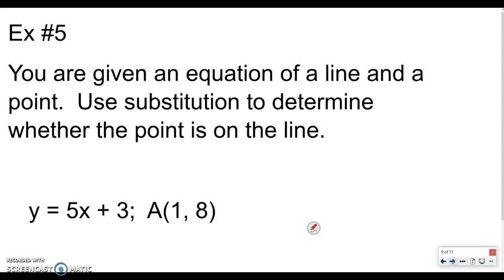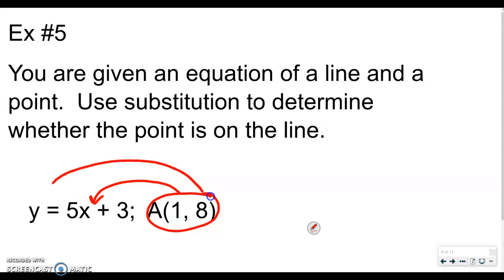Example number 5. You are given an equation of a line and a point. Use substitution to determine whether the point is on the line. So go ahead and pause the video, solve that on your own. All right, if we need to use substitution, we see this point. Our first value is our x value. Our second is the y value. So we can plug those in.